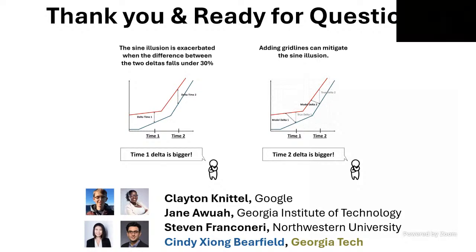Great, thank you. Okay, I see a question on Slido. Are there visualization types other than line charts where users could be misled by the sign illusion?